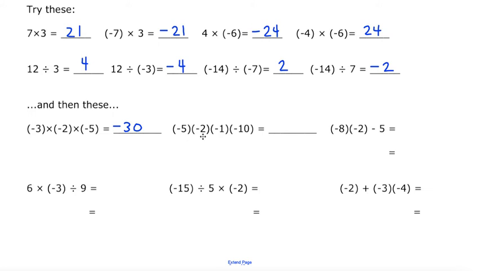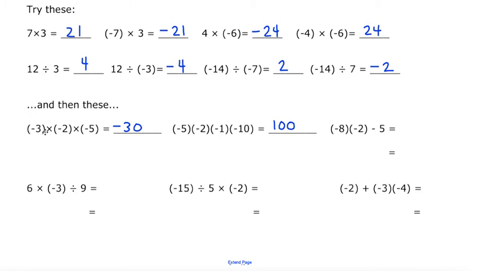Negative 5 times negative 2 is positive 10. 10 times negative 1 is negative 10. And negative 10 times negative 10 is positive 100. So if you can do it in your head like that, you are welcome to do that. Some people prefer to do it in steps as well.